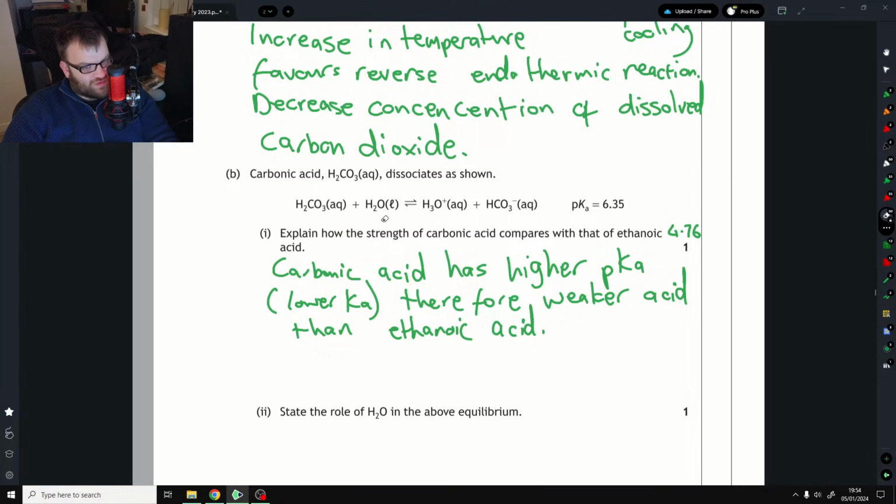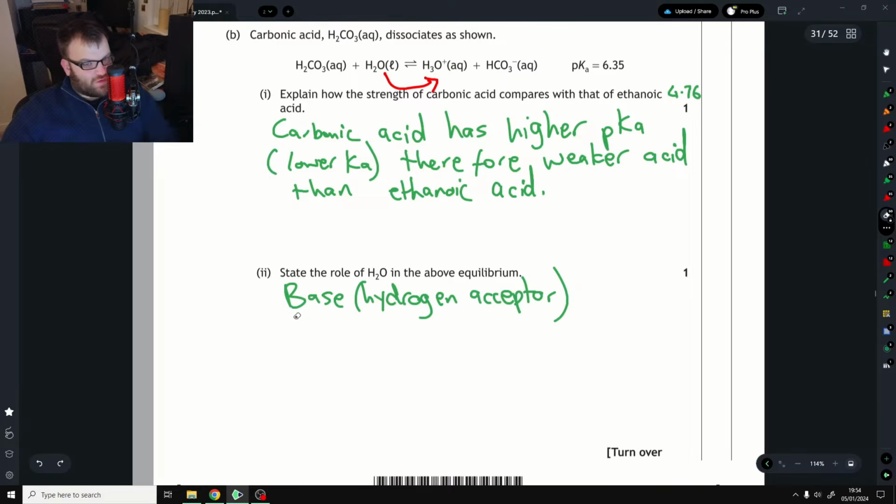We're asked about the role of H2O. If you look at what's happening, H2O has gained a hydrogen. That means it's acting as a proton acceptor, which is a base. The carbonic acid is given up, it's donating a H+. Unsurprisingly, that makes it acting as an acid.